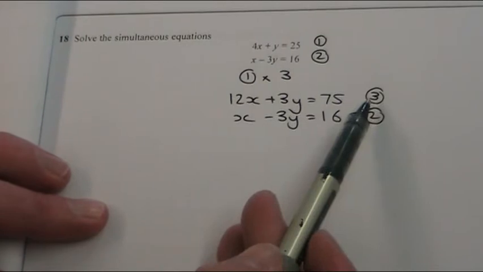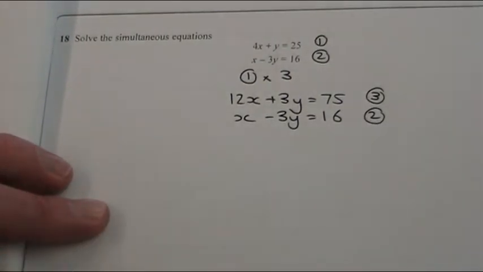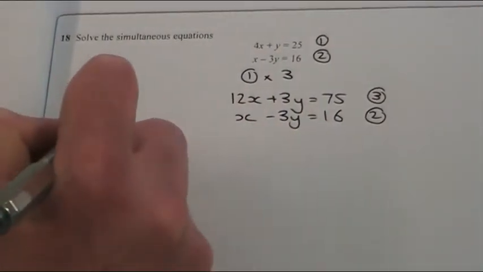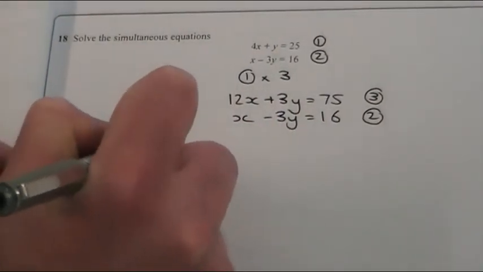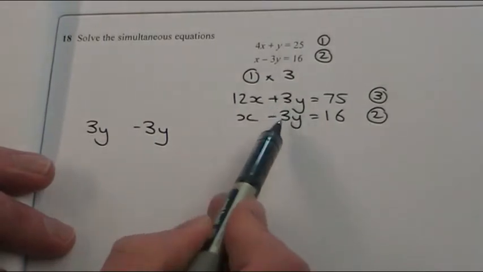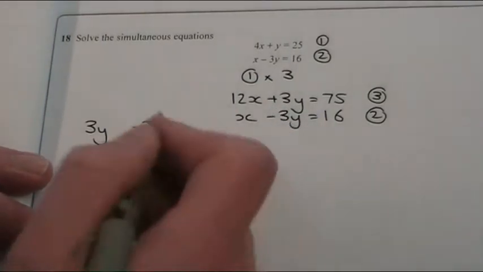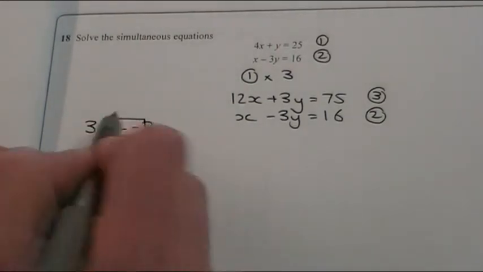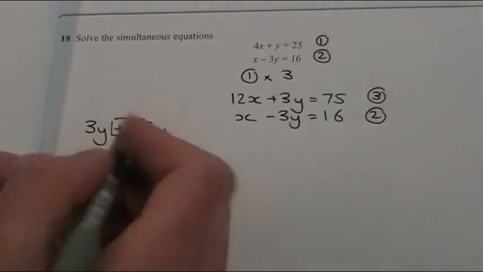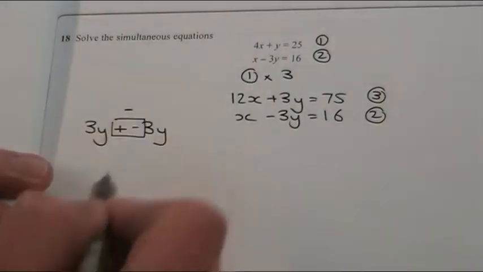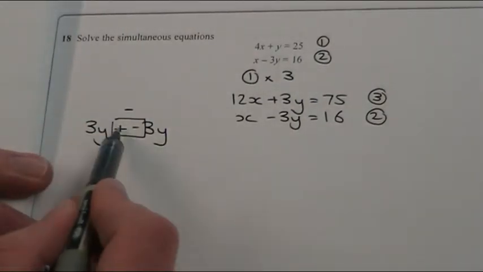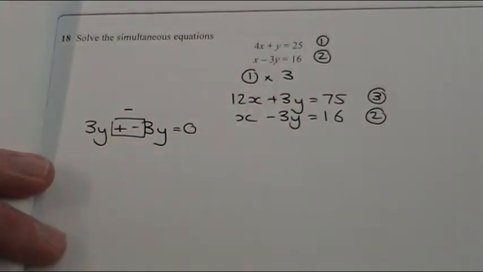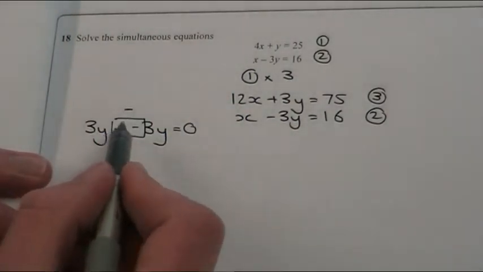And I'm going to do that by either adding these two together or subtracting them. So some people find this quite hard. So at the moment, this is what I have. A 3y and a minus 3y. Now if I add these together, you should be able to see that you get this. And a positive and a negative becomes a minus. So 3y minus 3y would be 0, and it would be eliminating them. So that is what I need to do, is add them.